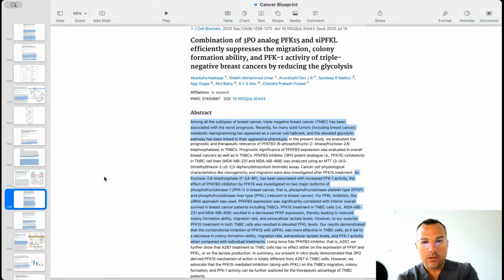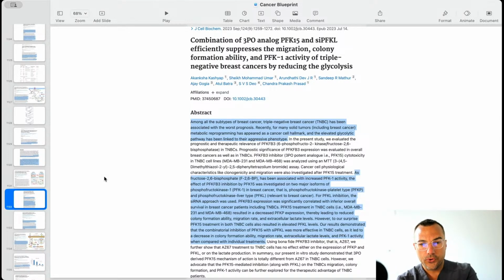Moving forward, combination of the 3PO analog PFK15 and SI-PFKL efficiently suppresses the migration, colony formation ability, and PFK activity of triple-negative breast cancers by reducing glycolysis. Among the subtypes of breast cancer, triple-negative breast cancer, TNBC, has been associated with the worst prognosis. Recently, for many solid tumors, including breast cancer, metabolic reprogramming has appeared as a cancer cell hallmark, and the elevated glycolytic pathway has been linked to the aggressive phenotype.